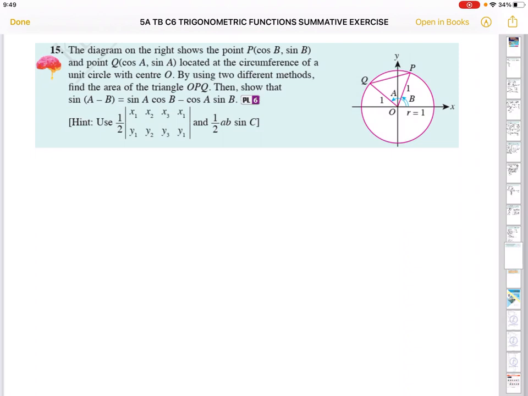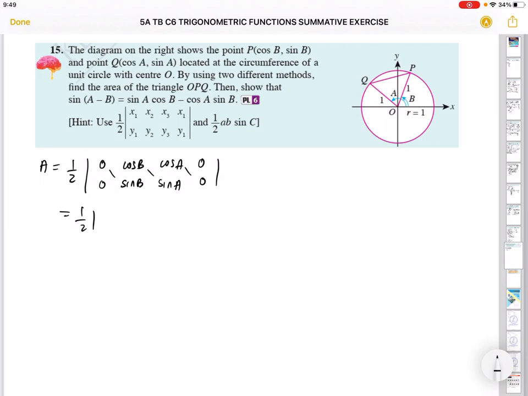Now, when we do this, remember we got to choose, if possible, the anti-clockwise direction, because anti-clockwise is positive. So we start with point origin 0, 0. Point P is cos B, sine B. Point Q is cos A, sine A. Then you repeat the first point. Multiply downwards. This will be 0, cos B sine A. You minus this way up. This will be 0 and sine B cos A, the other way round.